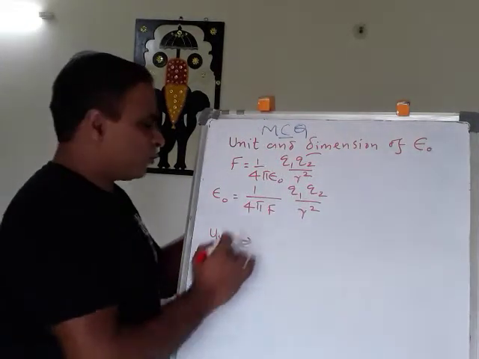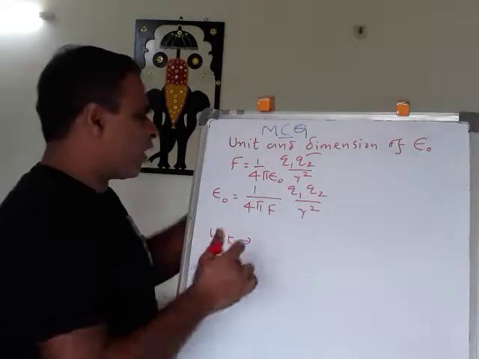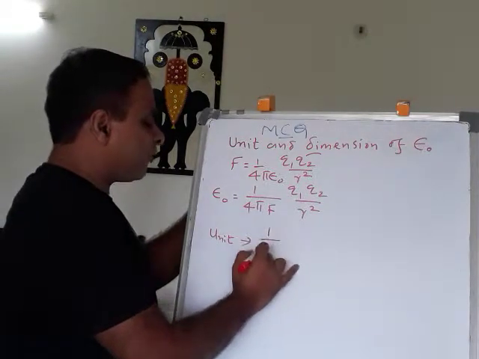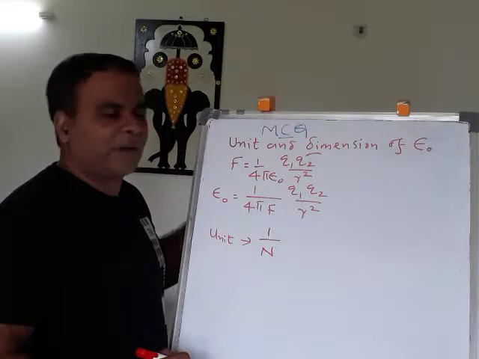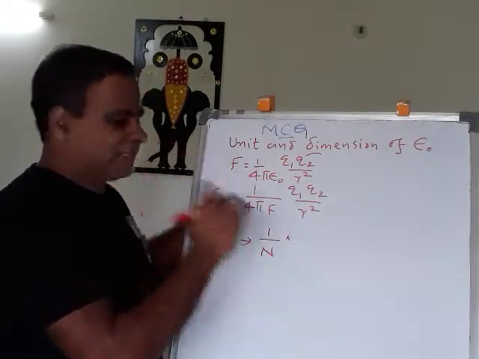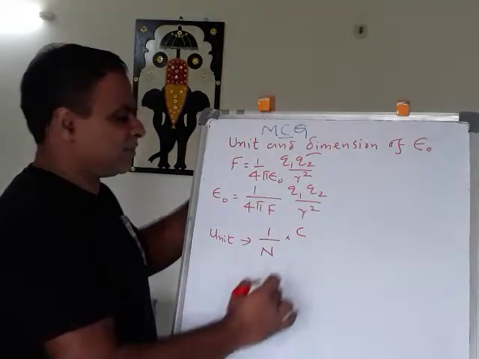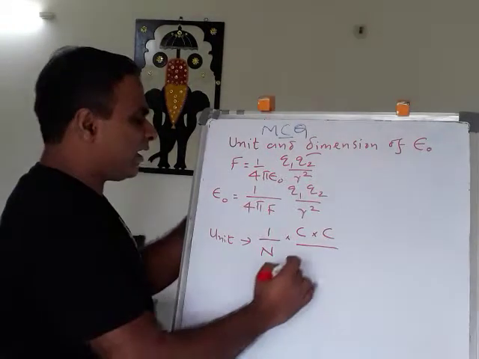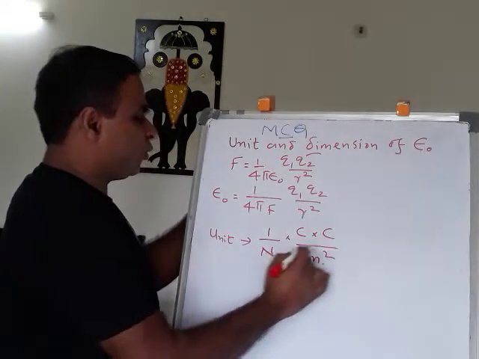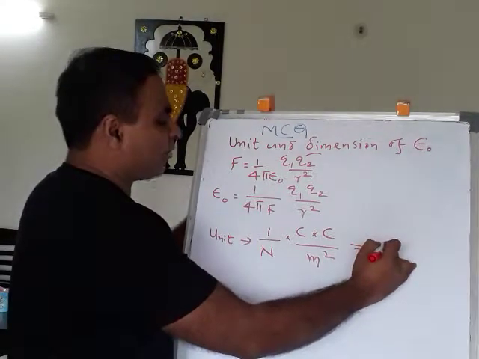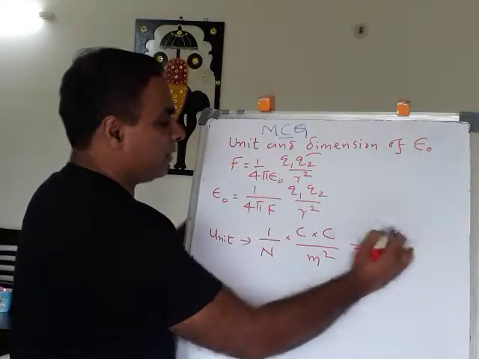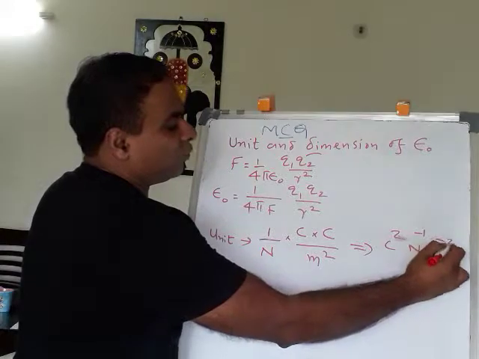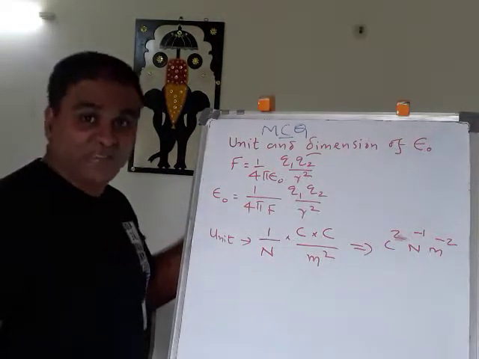So first, the unit. For constants like 1 by 4 pi, there is no unit, so we are not writing anything. 1 by force, it is 1 by Newton. You know the unit of charge is Coulomb. Again for the second charge, Q1 Q2, Coulomb into Coulomb, divided by R square, distance square, which is meter square. So that is Coulomb square, Newton raised to minus 1, meter raised to minus 2. This is the unit. Very easy.